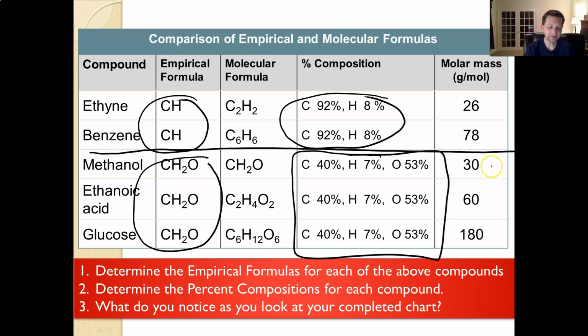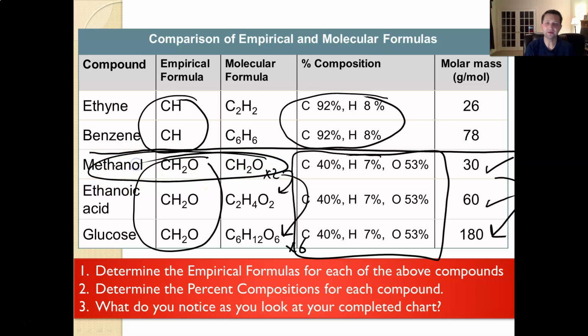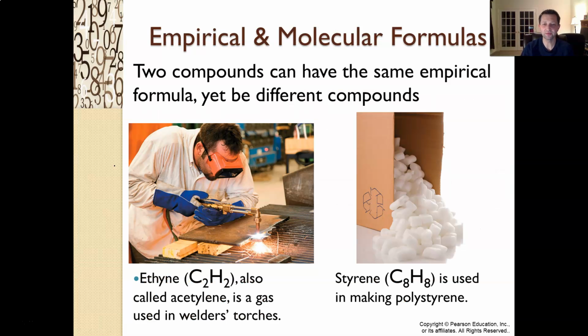Okay? Next thing I want you to focus on, molar mass. Methanol is 30. I multiplied everything by 2 to get ethanoic acid. My molar mass doubled to 60. Well, now look, I multiply CH2O by 6 to get to glucose. Well, look, 30 times 6 is 180. So all these molar masses are multiples of the most basic reduced one that you have. Okay, so that's something important to know as well.